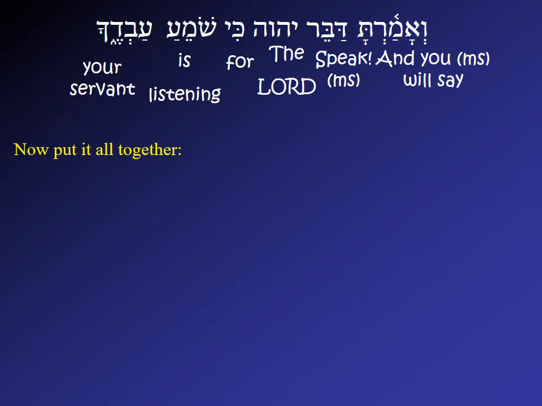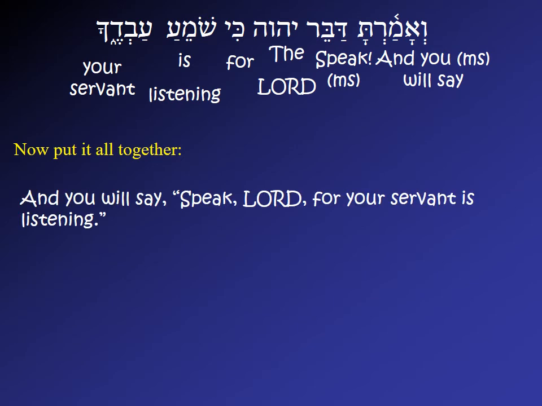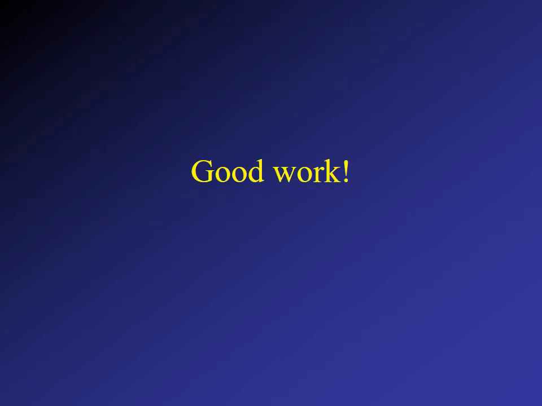So now we can put together our sentence. And you will say, "Speak, Lord, for your servant is listening." Ve'amarta daber Adonai ki shomea avdecha. And you will say, "Speak, Lord, for your servant is listening." So nice work. That's it for lesson 19. Do the exercises, keep reviewing your verb forms, and I'll see you in class.